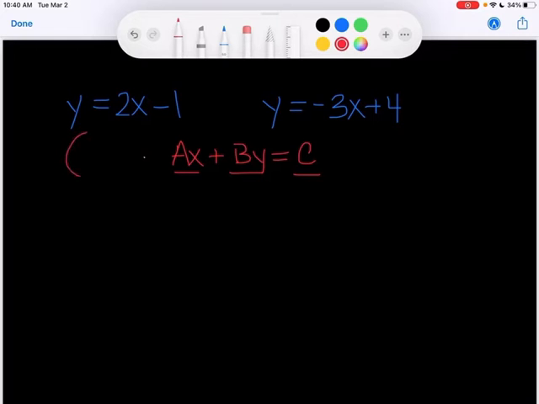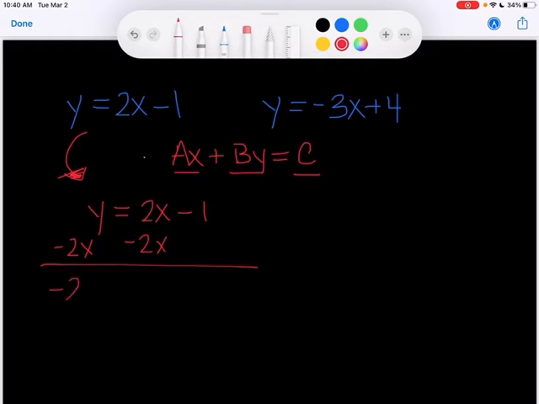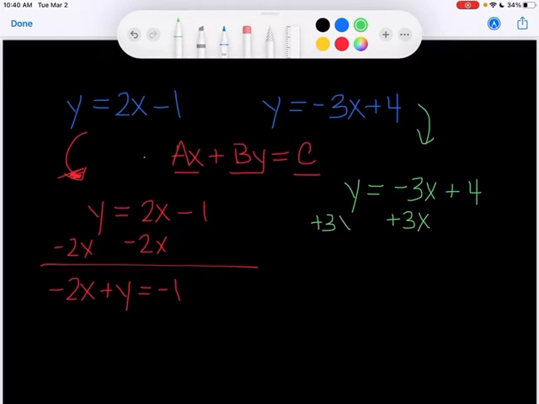So I'm going to start here. To get this one into standard form, I need to move that x to the other side. So I need to subtract the 2x so that I end up with negative 2x plus y equals negative 1. And then for this one, I also need to move the x over, so I'm going to add 3x to both sides, which gives me 3x plus y equals 4. Now they're both in standard form.